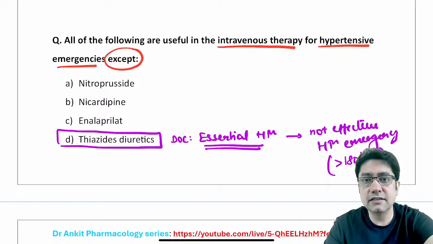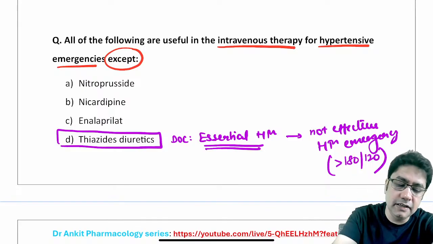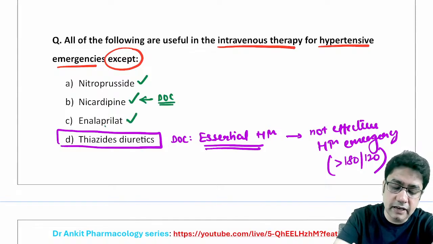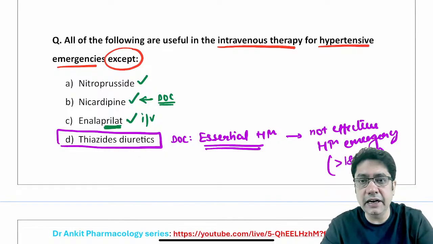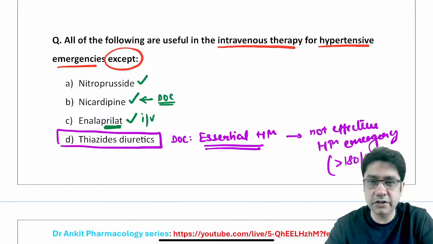So here the answer is thiazide diuretics are not given in hypertensive emergency. We give nitroprusside, nicardipine. Nicardipine is now considered to be the drug of choice. We can give enalaprilat. Remember, it's an ACE inhibitor, which is the active form of enalapril. It can be given intravenously for hypertensive emergencies. Okay?